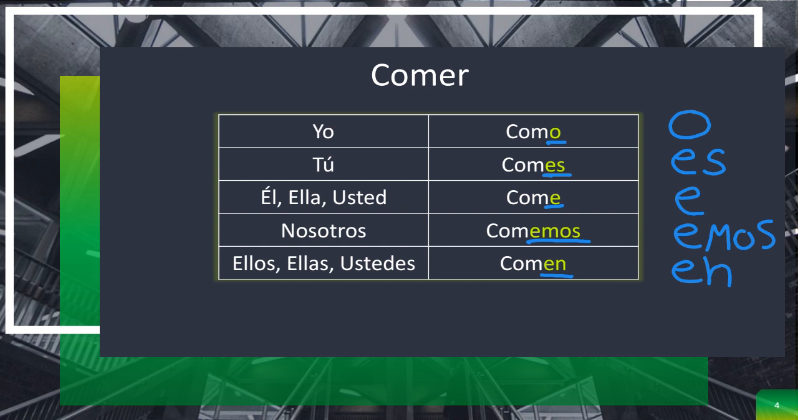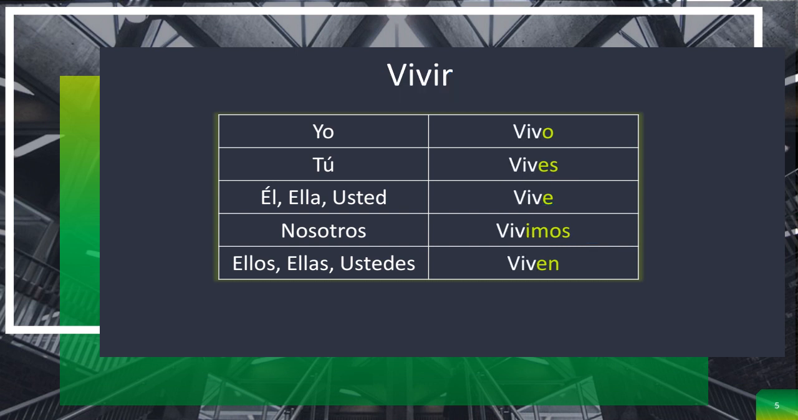So for all of our verbs that end in ER, like comer, we're going to get rid of that ER. We just end up with COM. Then we're going to add our endings to match our subjects. So yo como, tú comes, él, ella, usted come, nosotros comemos, and ellos, ellas, ustedes comen.